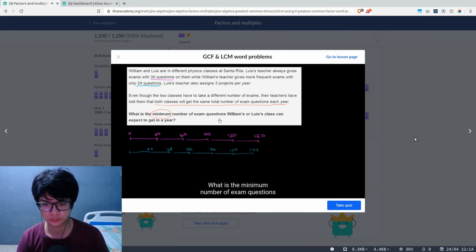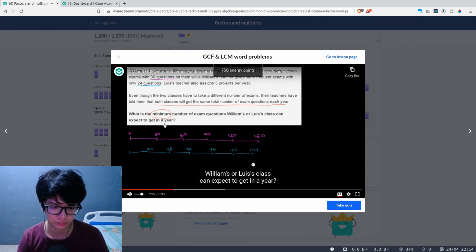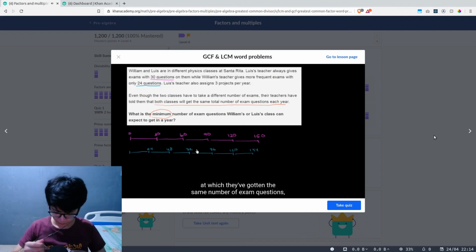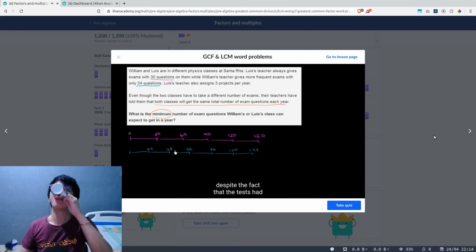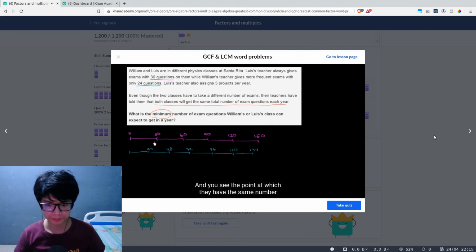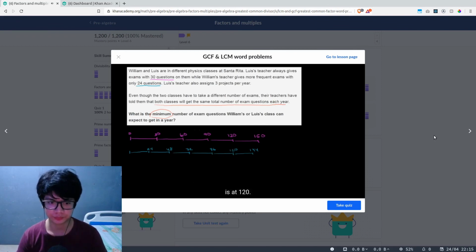What is the minimum number of exam questions William's or Luis's class can expect to get in a year? Well, the minimum number is the point at which they've gotten the same number of exam questions despite the fact that the tests had a different number of items. And you see the point at which they have the same number is at 120. They both can have exactly 120 questions, even though Luis's teacher is giving 30 at a time, and even though William's teacher is giving 24 at a time. And so the answer is 120. And notice, they had a different number of exams. Luis had 1, 2, 3, 4 exams, while William would have to have 1, 2, 3, 4, 5 exams. But that gets them both to 120 total questions.